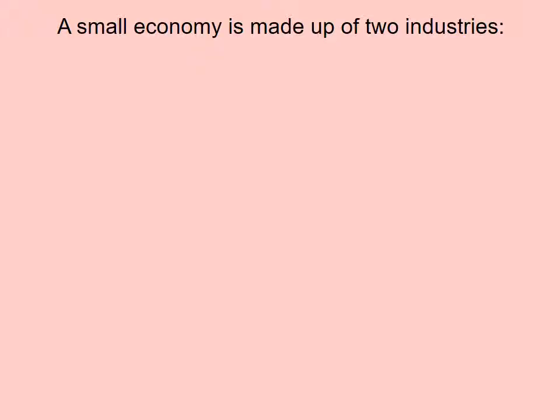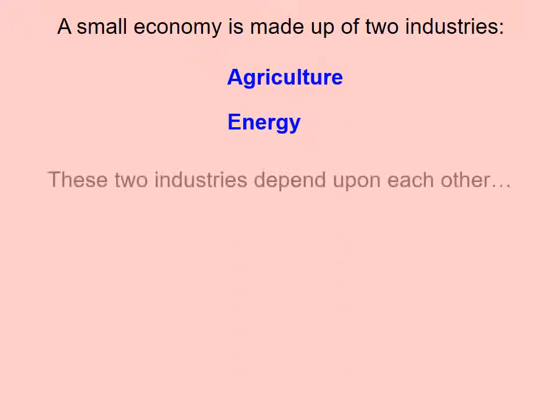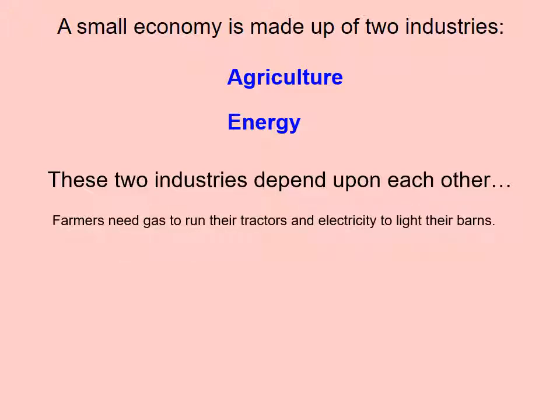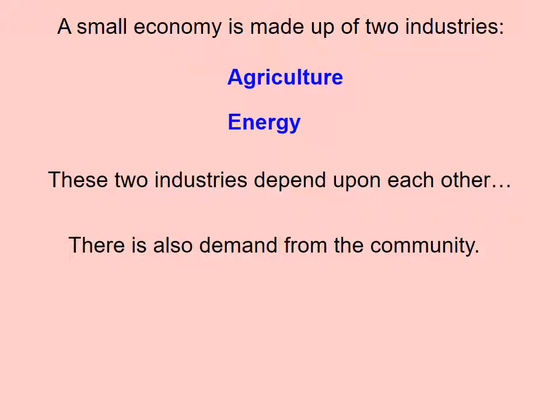Now for our first example, we're going to consider an economy that's made up of agriculture and energy. And notice that the two are interdependent. So we have some of the agriculture people that need some of the energy, and we have some of the energy people that need some of the agriculture. And of course, the reason for having agriculture and energy industries in the first place is so that people in the outside world can also access some of that.